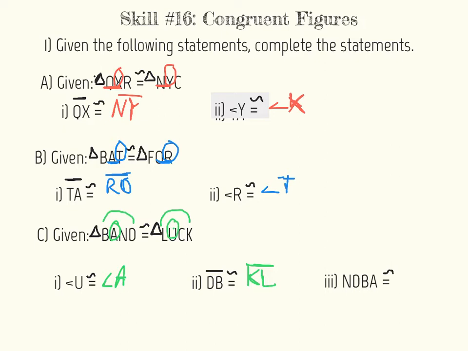Okay, and then finally, NDBA. So N, then D, then B, then A. So I start with the third letter and then just go on. So that would be CKLU, and that would be your congruent statements.